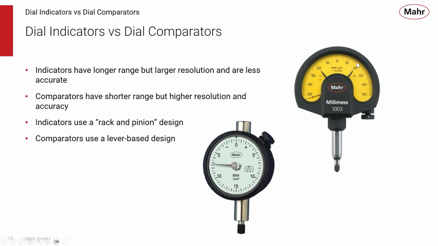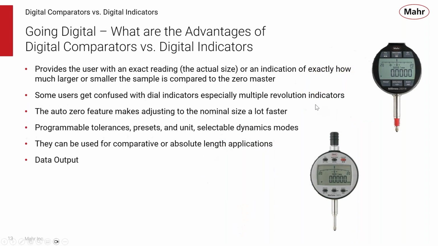So the real identifying feature for a dial comparator versus a dial indicator is the fact that your dial comparator has a much shorter range, but a much finer resolution and a much higher accuracy. Whereas your indicator, something like this B5M, is going to have a much longer range and larger resolution, and therefore be less accurate. We are still seeing that rapid changeover from analog to digital in the manufacturing space, particularly as Industry 4.0 comes upon us.